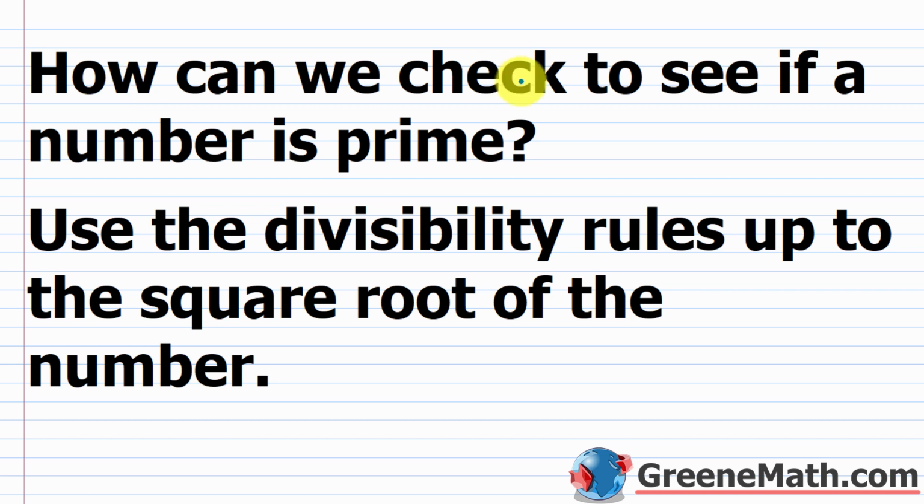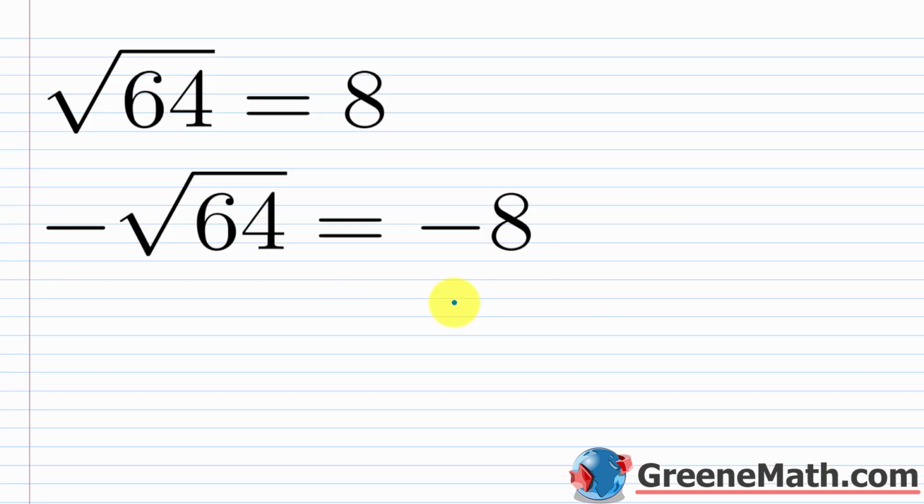All right, so how can we check to see if a number is prime? So we're going to use the divisibility rules up to the square root of the number. All right, let's briefly touch on the concept of a square root again. So something like the square root of 64 is equal to 8 because 8 times 8 is 64.